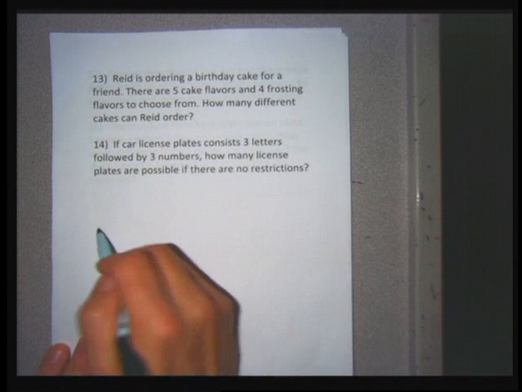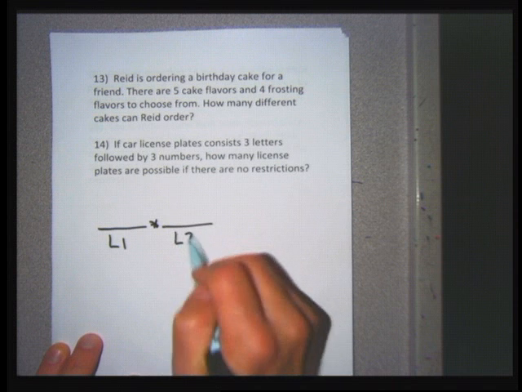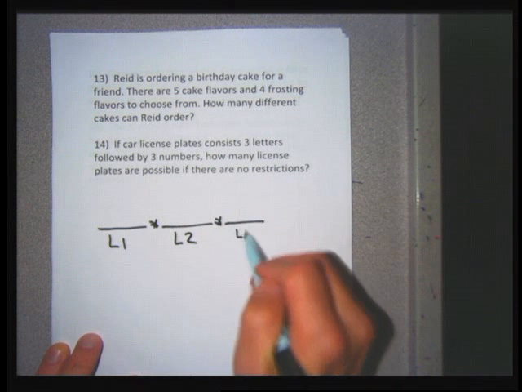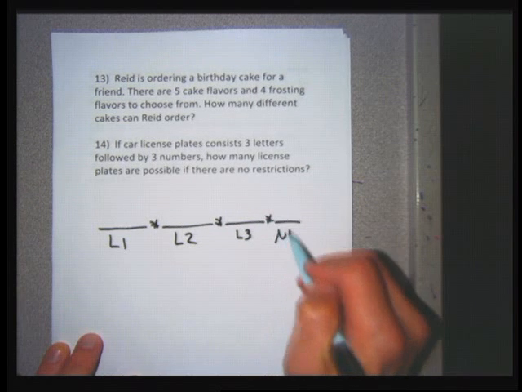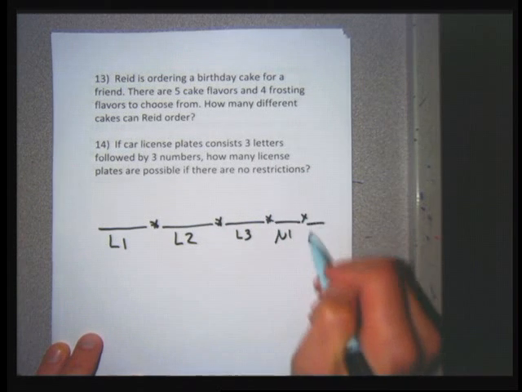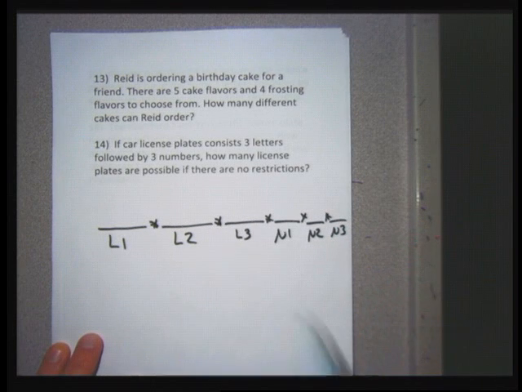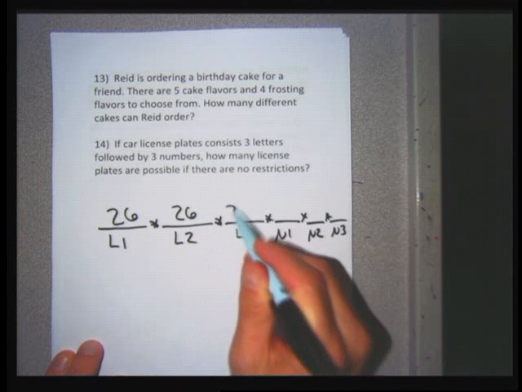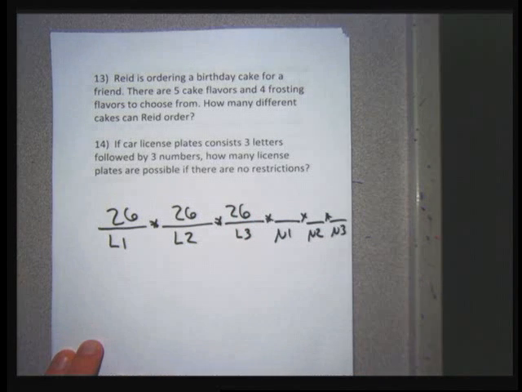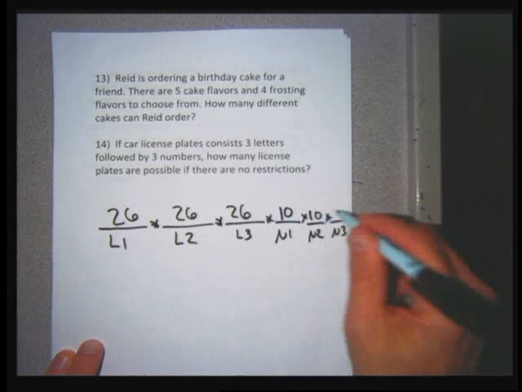My car license plate has, I need to pick a first letter, a second letter, a third letter, and then it has 3 numbers. So I need to pick a first number, a second number, and a third number. It says there's no restrictions, which means duplication is allowed. For each of the letters, there's 26 letters that are possible because there's 26 letters in our alphabet. And for each of the numbers or the digits, there's the numbers 1 through 9 and 0, so there's 10 digits to choose from.